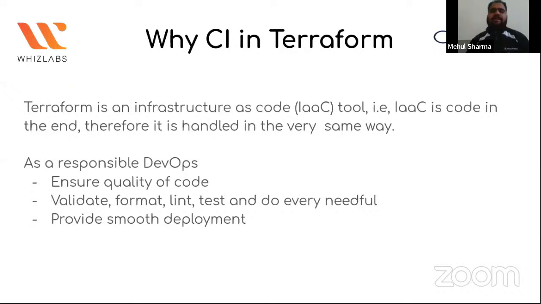When we are talking about writing code to create infrastructure, and why exactly Terraform, we get the option of keeping it on version control, for example on GitHub, GitLab, or Bitbucket, wherever we want. And after that we raise a pull request, and we do everything that we do with our application code as well. So why can't we have CI with Terraform as well?